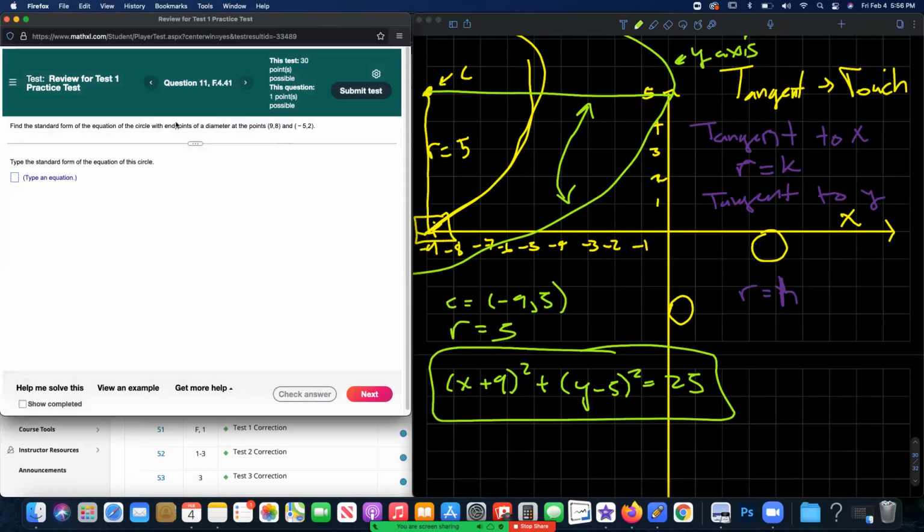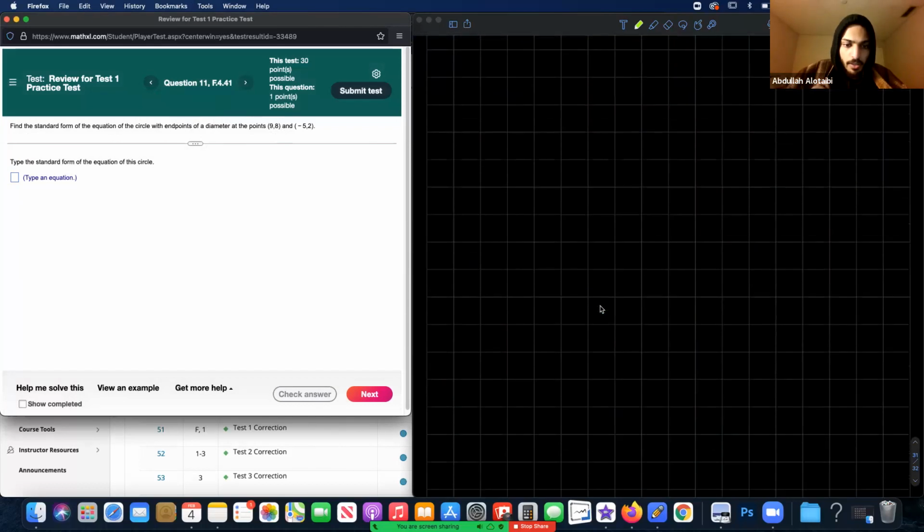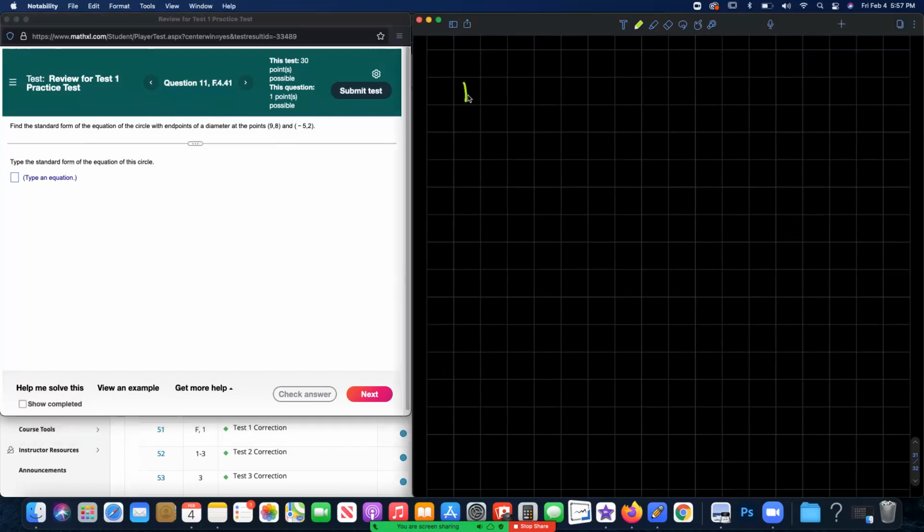How about this one with the diameter? First of all, we use the midpoint formula. We get the two points, and we use them as P1. Then we use the distance formula, and we pick either point, it doesn't matter. The outcome from the distance formula is going to be the radius. You're absolutely correct about that.